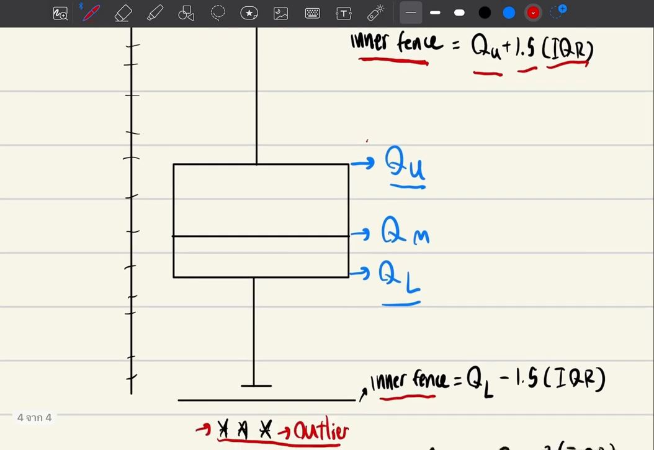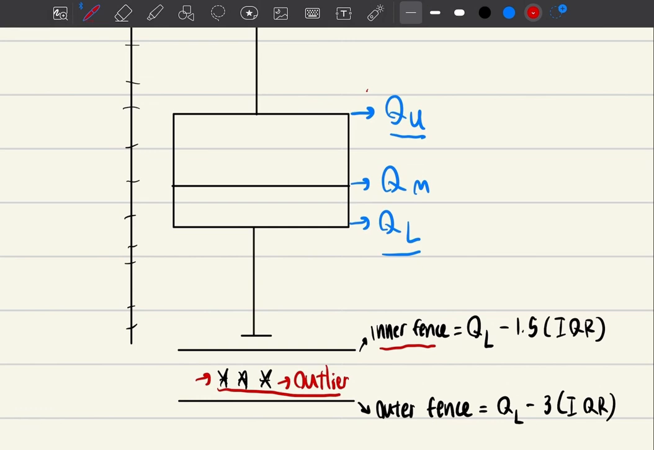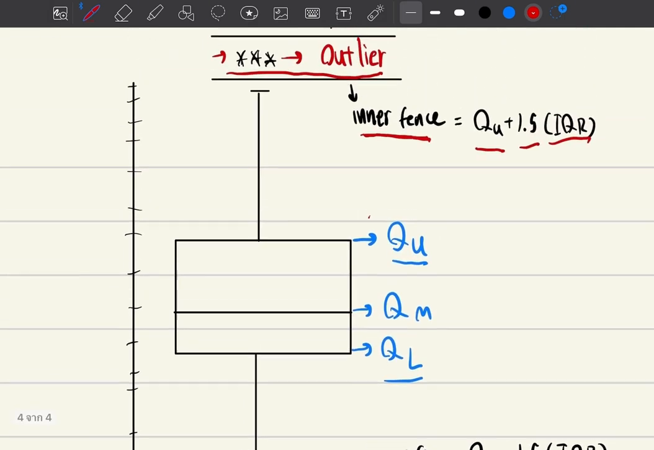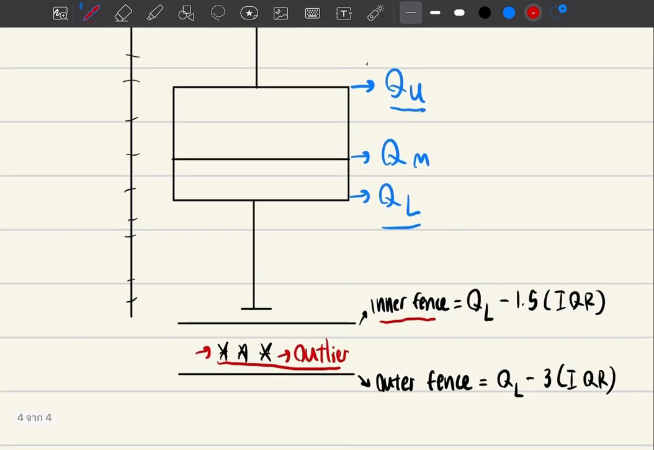The outliers will fall between the inner fence and the outer fence. The outer fence is equal to the quartile plus or minus 3 interquartile range. For the upper quartile, the outer fence is the upper quartile plus 3 interquartile range. For the lower one, it is going to be the lower quartile minus 3 interquartile range to get the outer fence. If the outliers are beyond the outer fence, they are called highly suspect outliers.